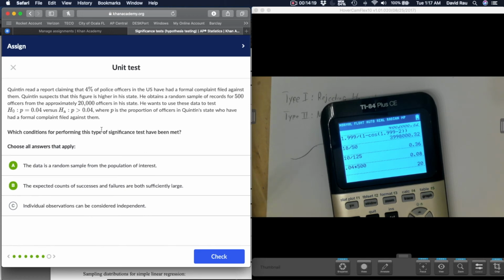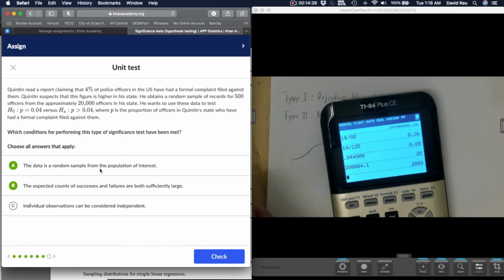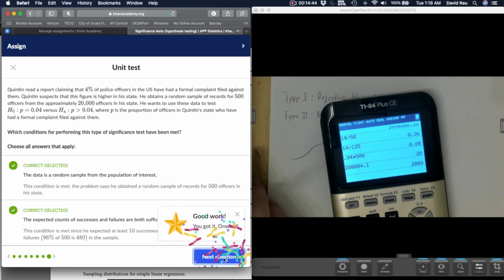Now is this independent? Now if we sample 500 of 20,000, well, what is 10% of 20,000? Okay, we definitely sampled under that. So again, we met everything. We have 10 or more successes and failures, 20 and 480. We sampled randomly, and we sampled underneath 10%, 2,000 of the population of interest. So this is a good setup.